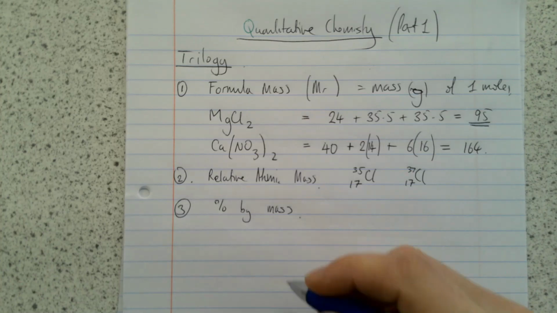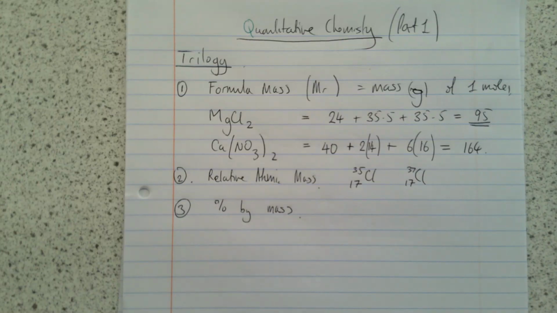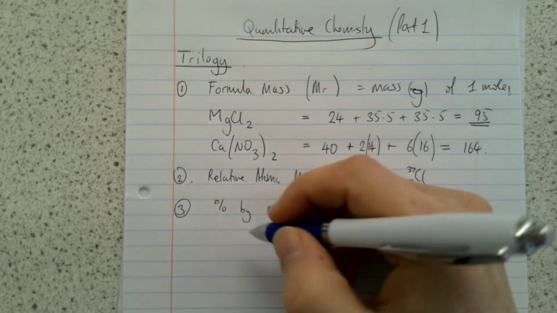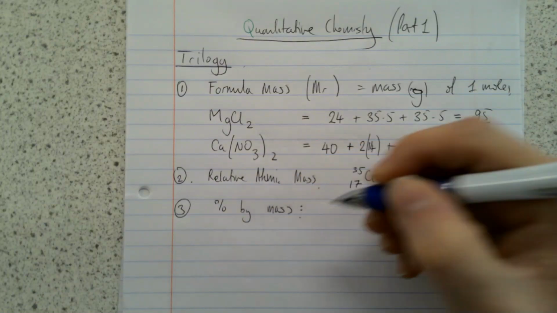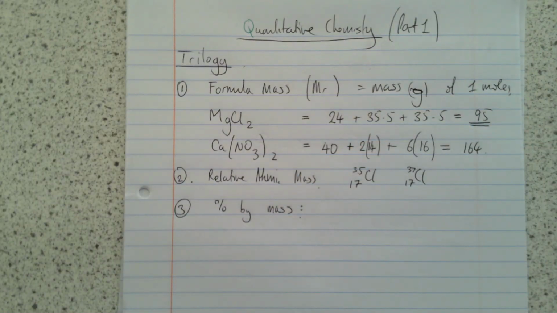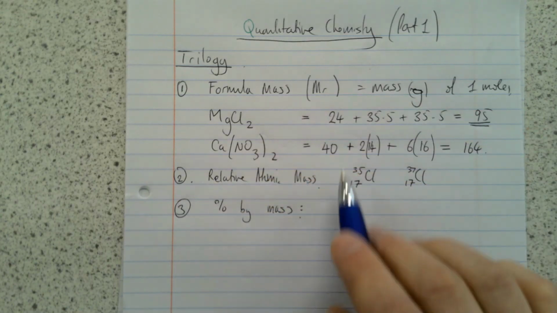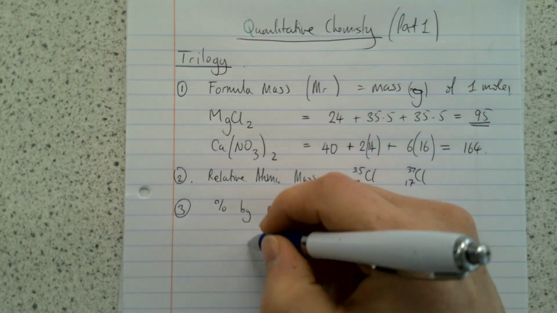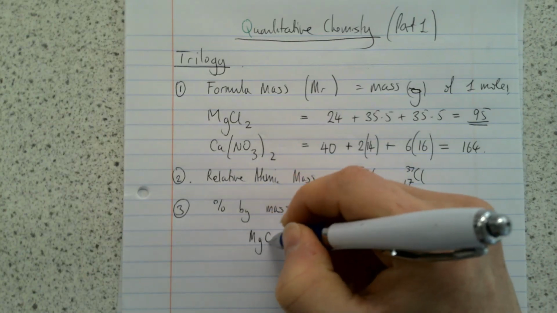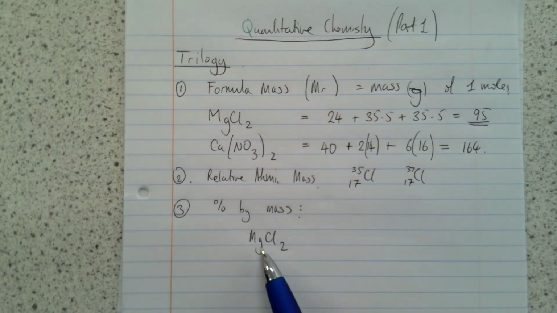All right. So percentage by mass is a really straightforward skill, but we don't practice it that much in class possibly. So if you're asked to work out the percentage by mass of, say, let's go back to a substance we were using before, magnesium chloride, some of the mass is due to magnesium and some of the mass is due to chlorine or chloride ions. And you can work that out by doing a simple percentage calculation.